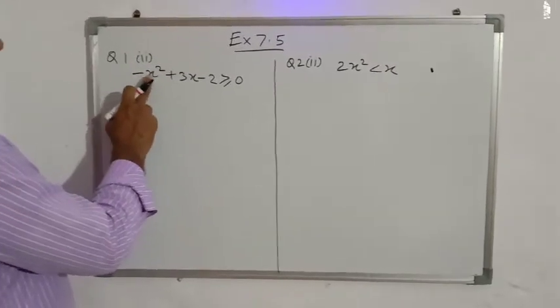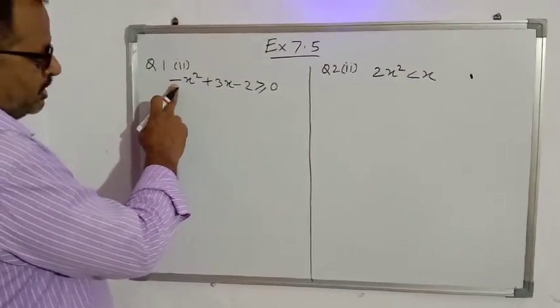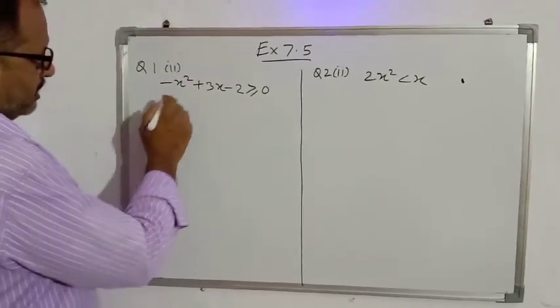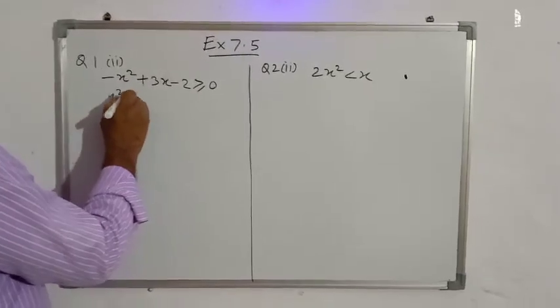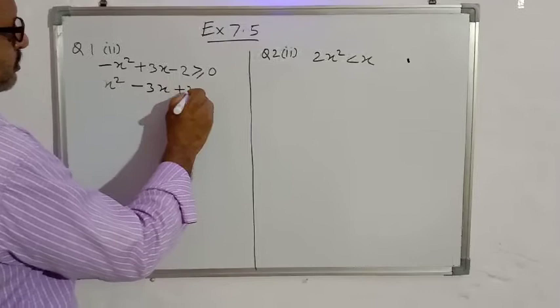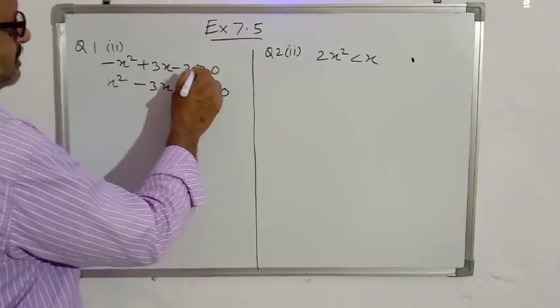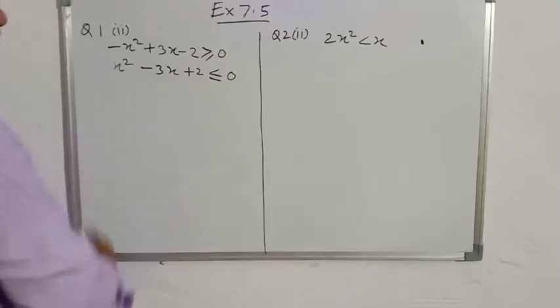We see that the sign of x square is negative. So firstly make it positive. How can we make it positive? Multiplying both sides by minus 1. So multiply both sides by the negative sign. It will be x square, this is minus 3x, minus 2 will become plus 2, and minus 1 into 0 is 0. But the sign of the inequality will be reversed: less than or equal to 0.